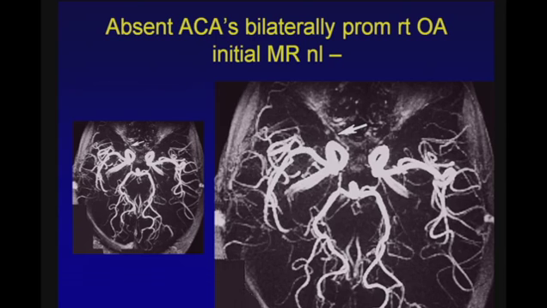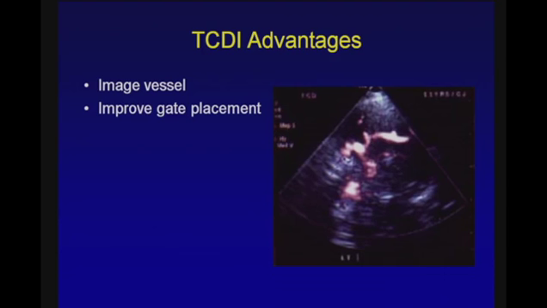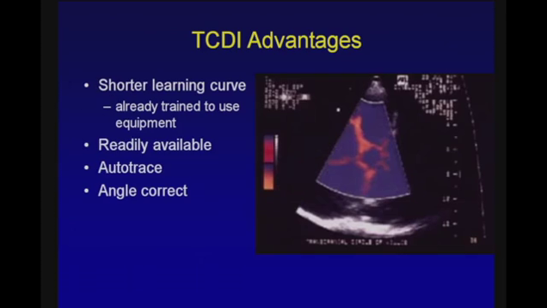In this case, we have MR documentation that the ophthalmic artery is being used as a collateral due to narrowing of the distal ICA. So what are advantages of the imaging approach? Well, one can actually see the vessel, so quickly place the gate with higher confidence of what vessel you're seeing. It is a shorter learning curve, and most radiology departments have these transducers available. One can auto trace and, if necessary, can angle correct.